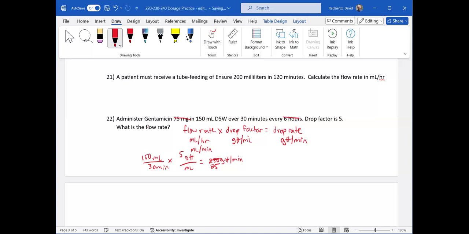Okay. So the pieces of information that are important are: what is the flow rate, 150 milliliters over 30 minutes, and what is the drop factor, 5. And then calculate drops per minute.